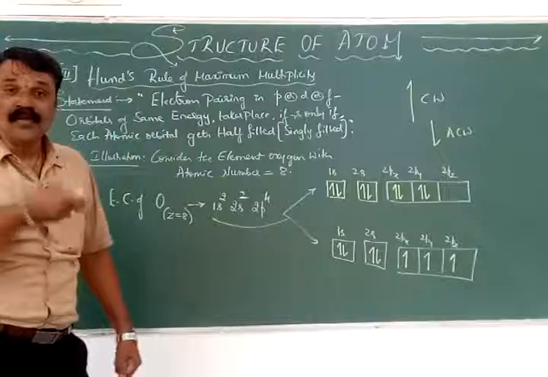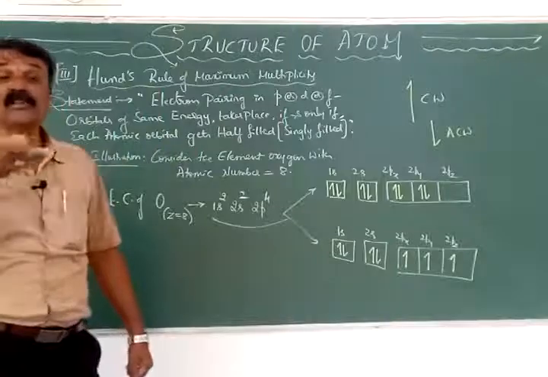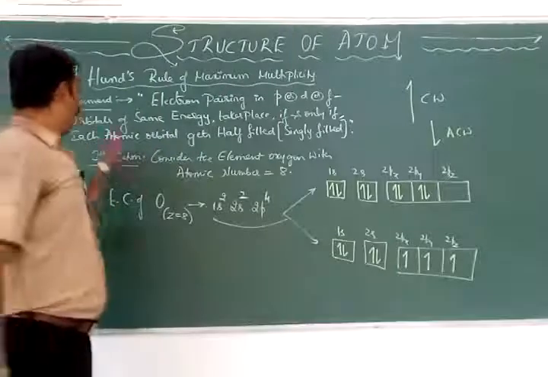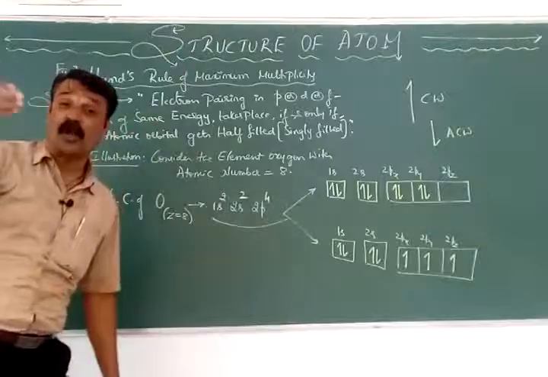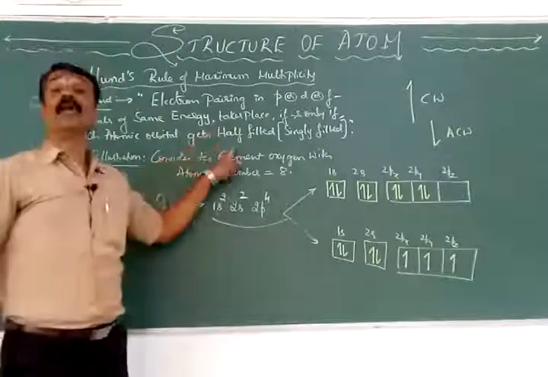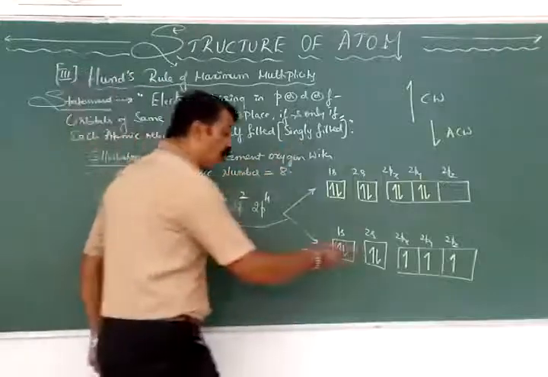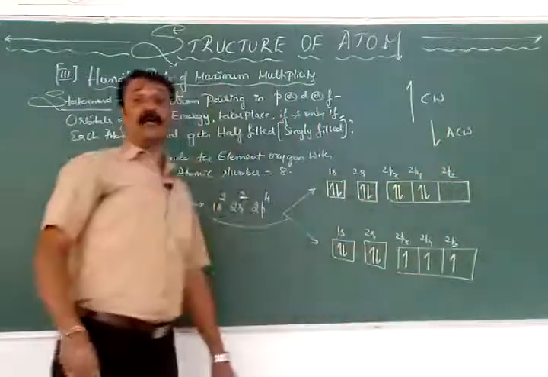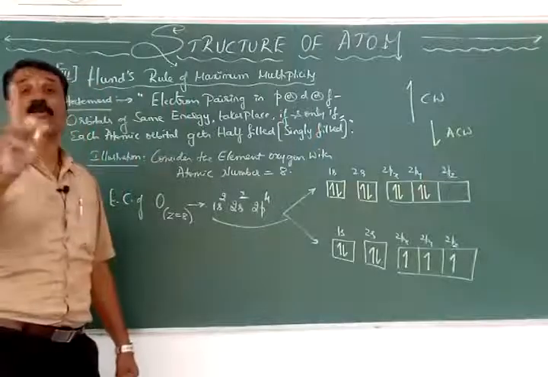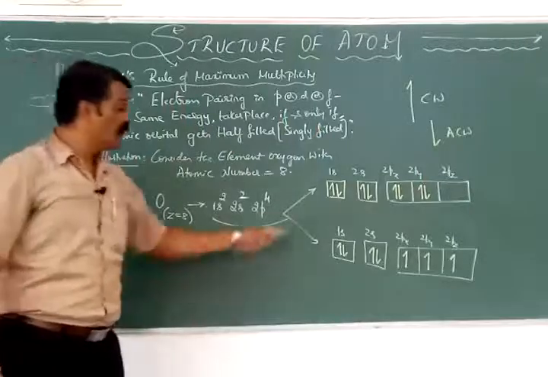Means 2px, 2py, 2pz all will have the same energy. For the same energy orbitals, each orbital has to be first what filled? Half filled. It is also called singly filled. Means I am distributing the 3 electrons in such a way that each orbital gets how many electrons? 1 electron. So now it becomes actually the 7.